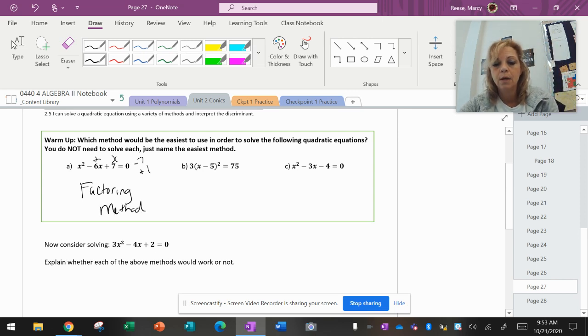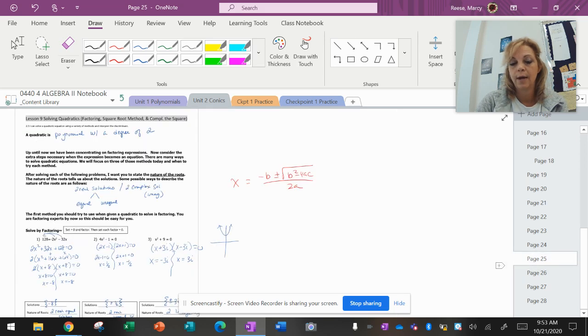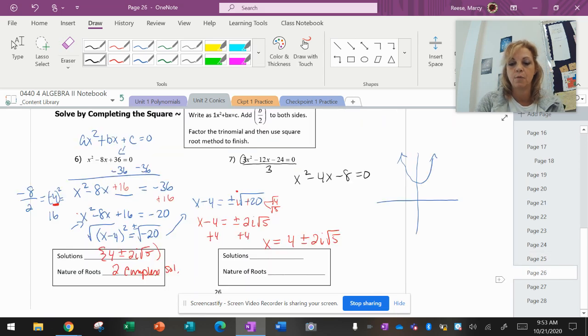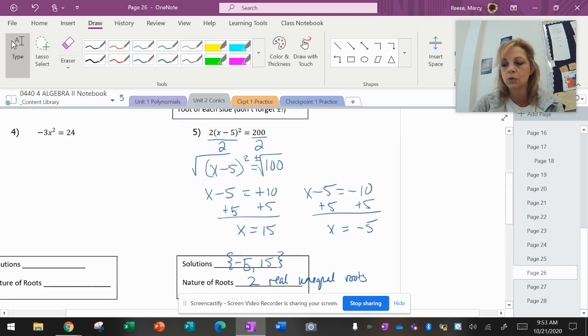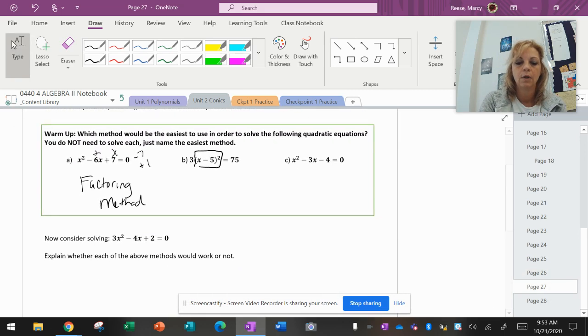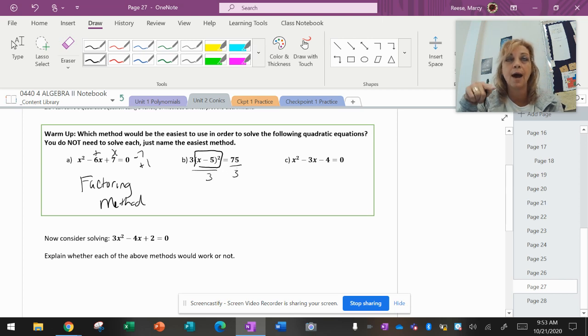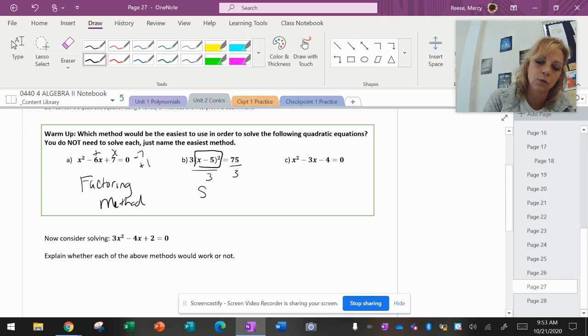For B, it's not really in factoring mode, right? It's not all distributed out. But I do see that the x here has a squared, so I would actually do that square root method. Remember how we did up here? I'd look at that and go, I can do the square root method here. Because I could divide by 3, isolate it, and then the opposite of squaring, square root.